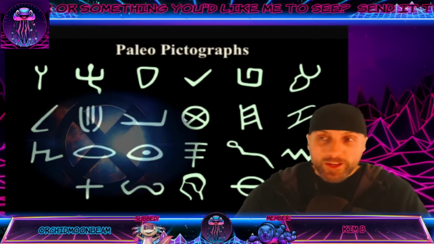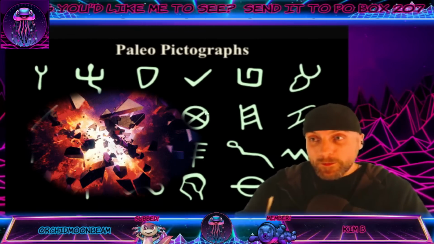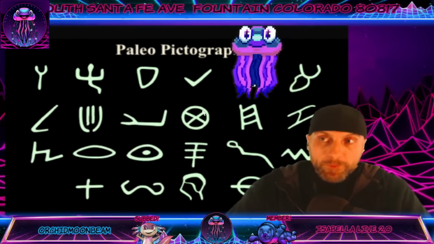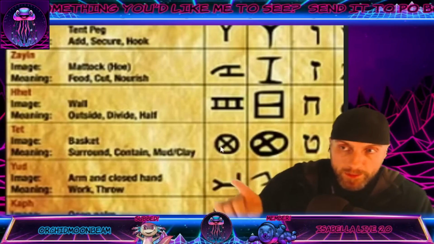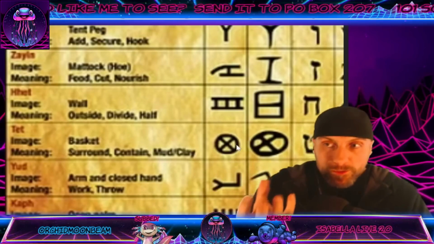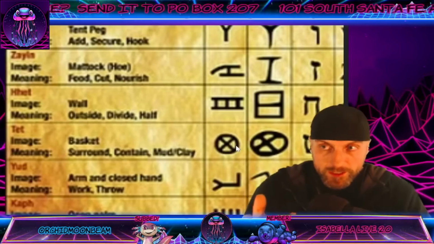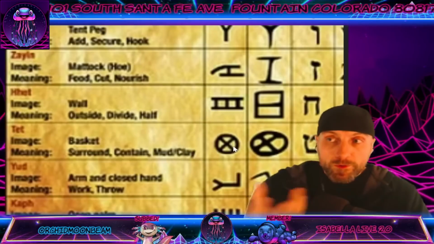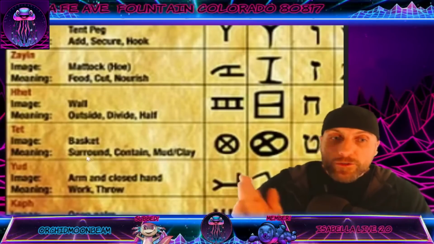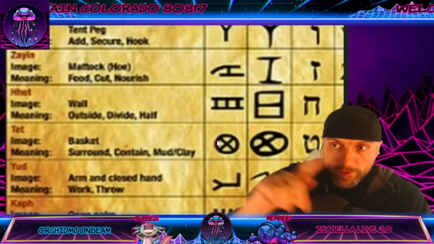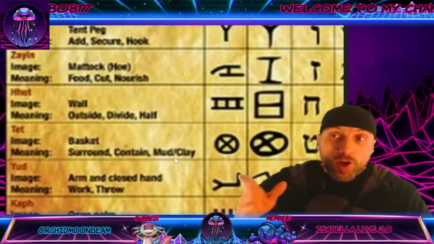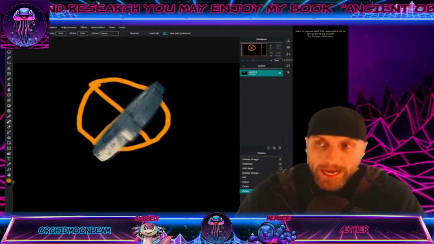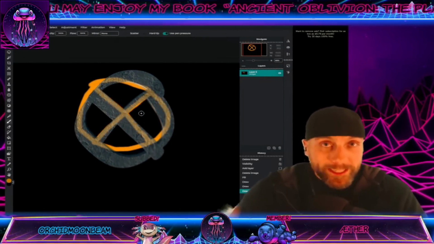This is what I like to call the X-Men symbol, because that's basically the X-Men symbol, right? A circle with an X right in the middle. Or you could say X marks the spot. So this right here, the outer circle, meant a container of some sort. It meant a basket, something that holds other things, specifically a food basket, something nourishing. It can also imply to surround, because that circle is the surrounding factor, to contain. It can also mean mud and clay. It conveyed nourishment, food, basket, or container.